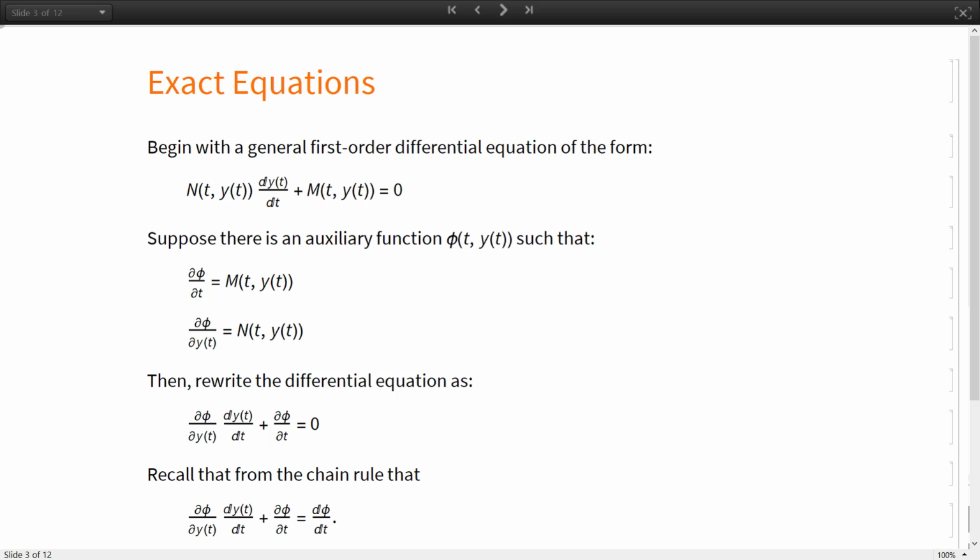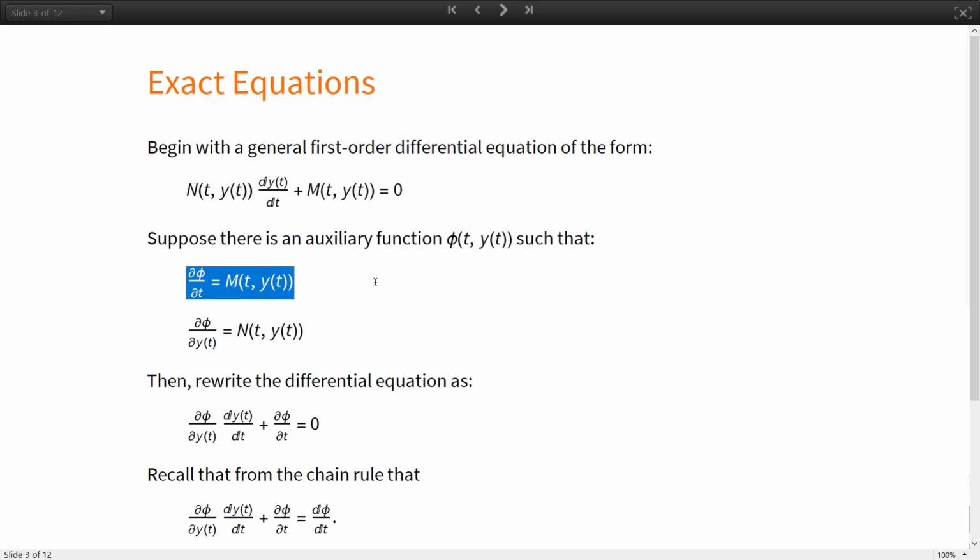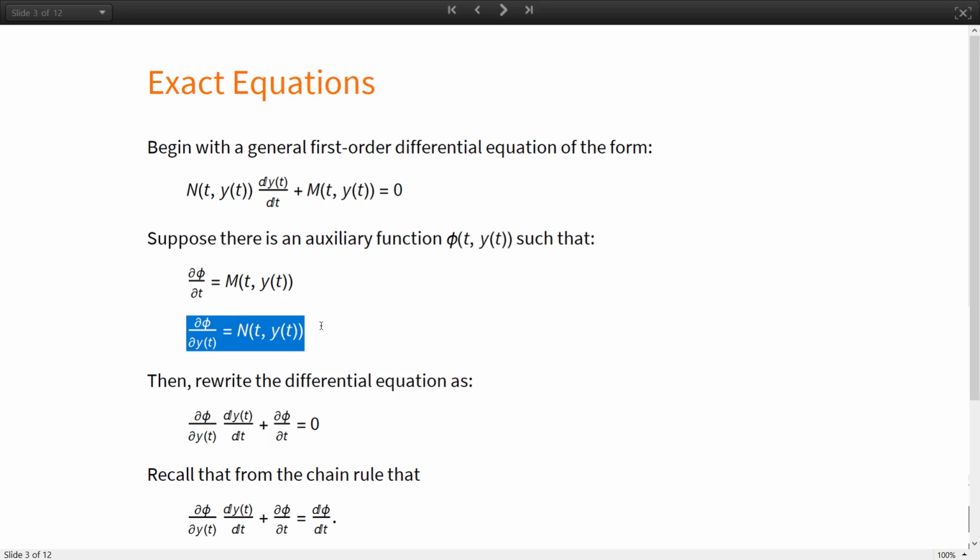To introduce the concept of exact equations, begin with the general first-order differential equation given here. In this equation, both the N and the M functions are arbitrary functions of the independent variable t and the dependent variable y of t. Let's now introduce an auxiliary function phi, which satisfies the differential relations here: the partial derivative with respect to t of the auxiliary function is equal to the M function, while the partial derivative with respect to y of t is equal to the N function.